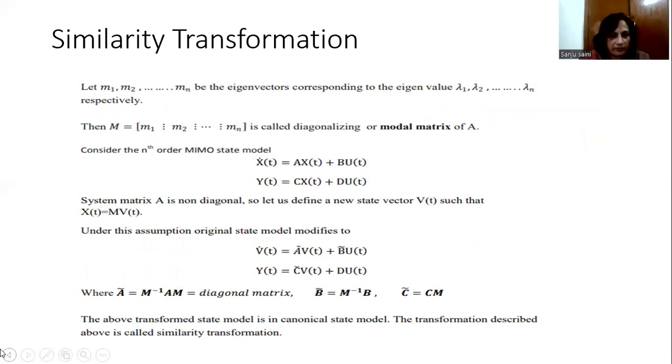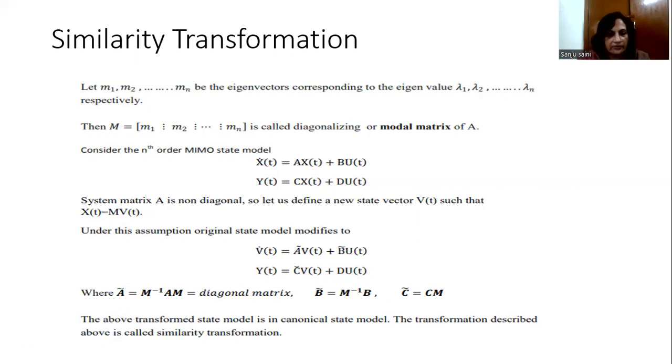The similarity transformation can be described like this: we have the n eigenvectors corresponding to the n eigenvalues that we have already discussed. Then M is equal to [M1 M2 up to Mn]. It is called the diagonalizing matrix or modal matrix of A. So for diagonalization, M is the diagonalizing matrix, and if we compute M inverse into A into M, then the resultant matrix will be a diagonal matrix.